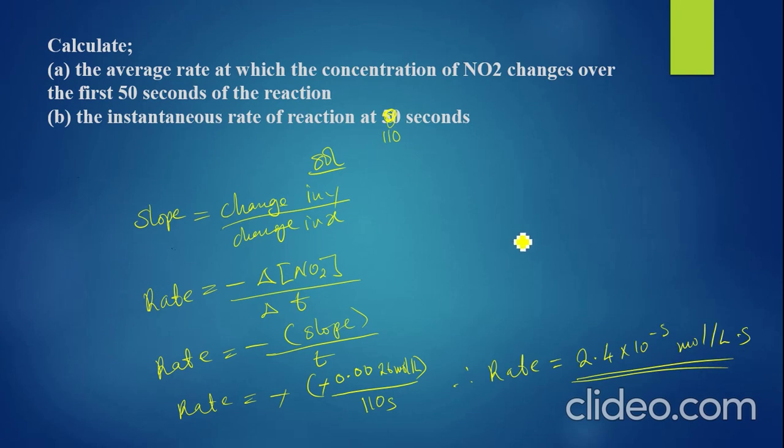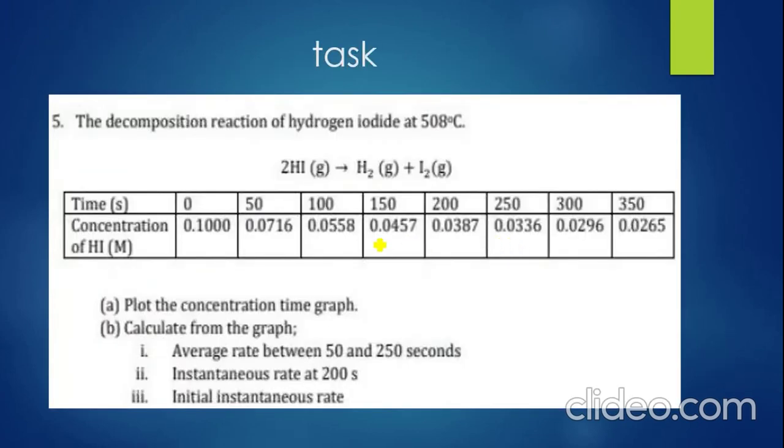Unless you're having some questions, that's when you can contact me and let me know where you're facing challenges. And then this is your question, which is in the tutorial sheet. You can solve it. You can plot the concentration-time graph, and then you can calculate from the graph the average rate between 50 and 25 seconds. You can also calculate the instantaneous rate at 20 seconds and the initial instantaneous rate. I'm sure this is very simple to you, and you can't fail to solve this, because you have been given the graph and plotting is not a challenge to you. So the formula for the average rate, I've given you the instantaneous and the initial.